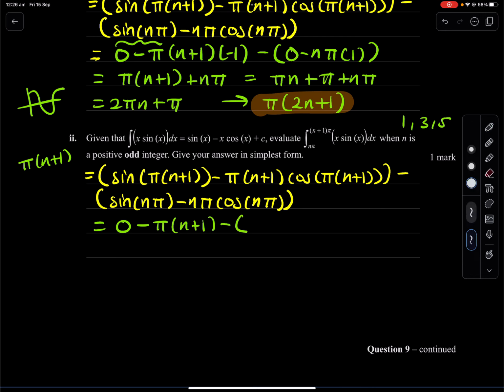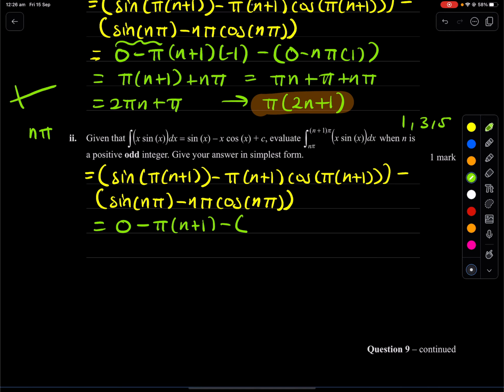Now let's look at n pi. So let's say we put 1. So it'll be pi for sine. Let's look at first sine. So let's say 1, it'll be pi. Well, at pi, it's at 0. What about if we put 3 pi? Still 0. So we can just put 0 over here, minus m pi. What about for cosine?